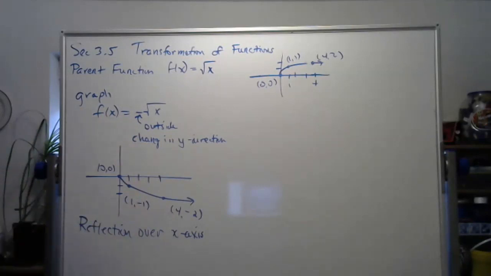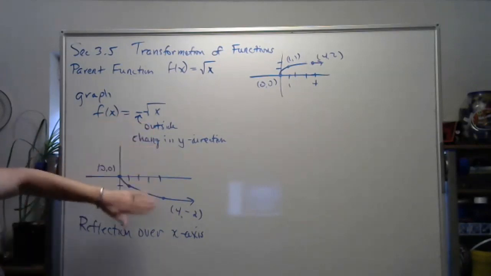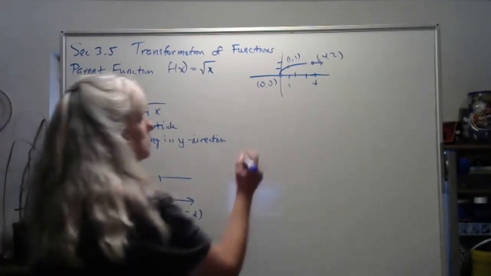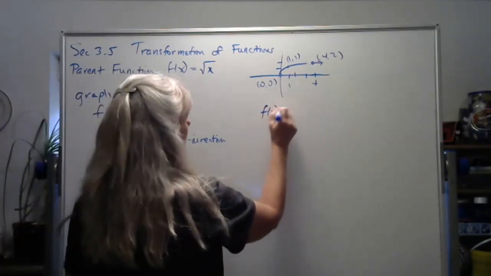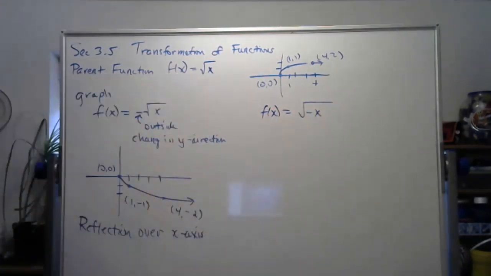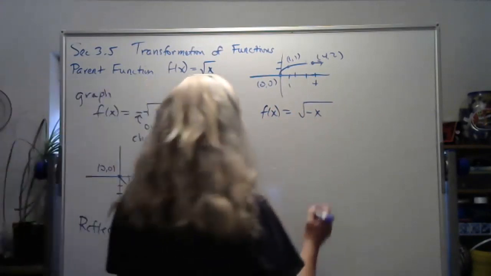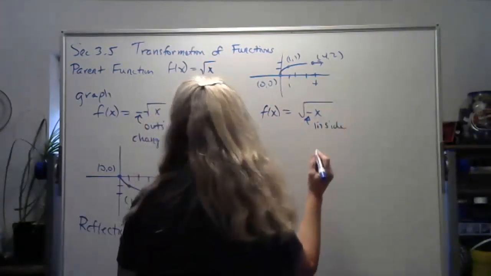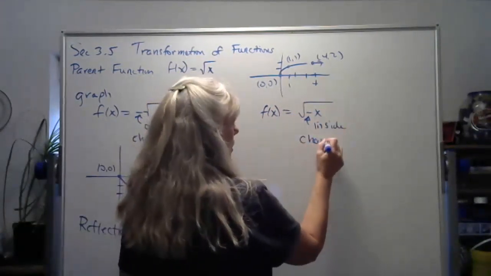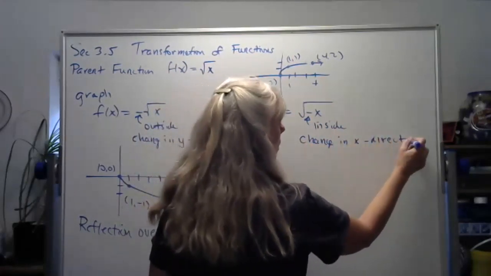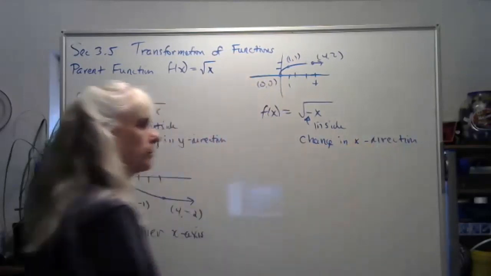That's called a reflection. Well, if I can reflect this thing down, can I also reflect it left to right? Let's try that. So we're going to do f of x is equal to the square root of negative x. So notice where the negative is this time. It is on the inside of this. So that negative is on the inside, so we know that that's a change in the x direction because it's on the inside.